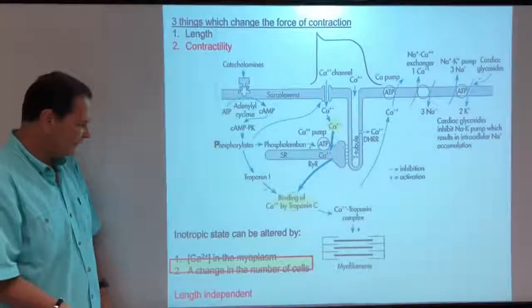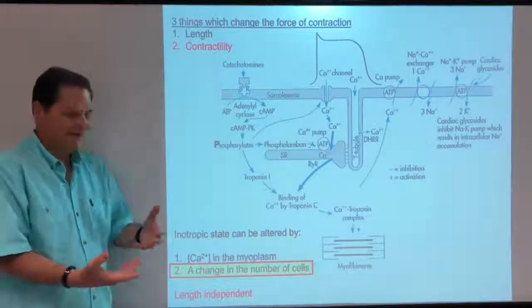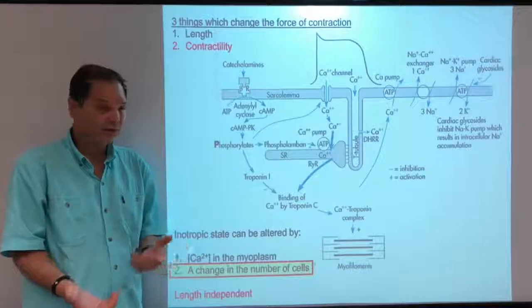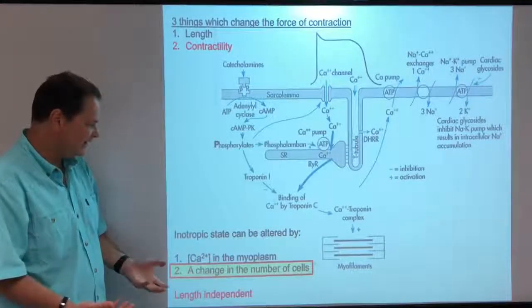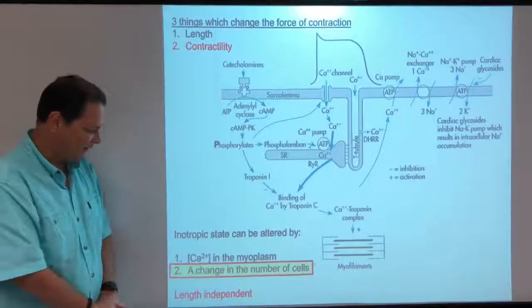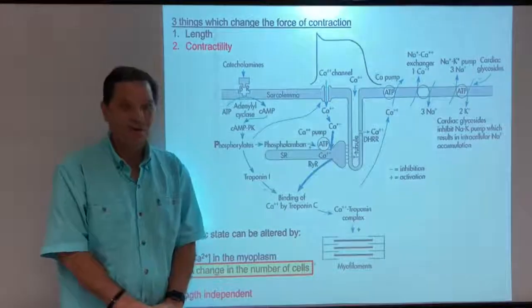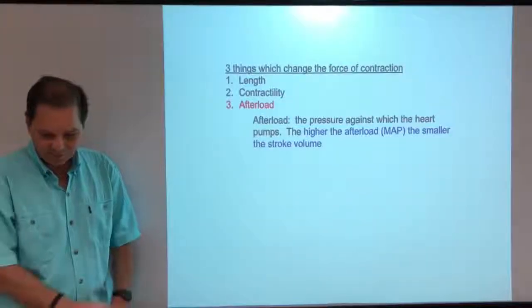A change in the number of cells, or maybe you've made some cells non-functional through disease, or you've altered the function of those cells. That will cause a change in inotropic state or contractility as well. All right, these are length-independent changes, and there are a bunch of things that will change the contractility.